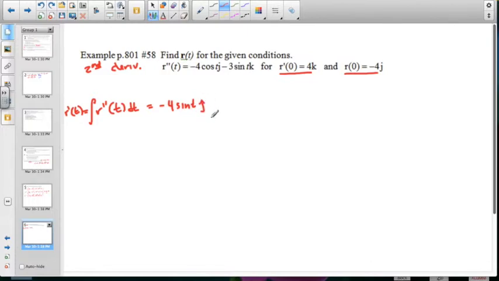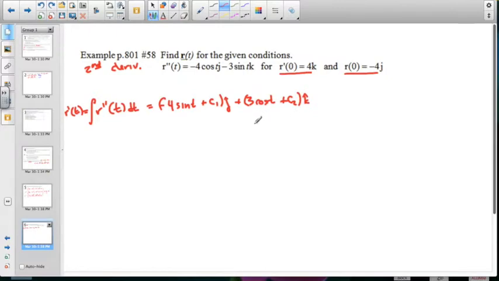And then we also have a constant of integration here. So let me get that in. Plus, we'll call that C1. So there's our j component. Then integrating sine, well, really minus sine, but integrating sine gives us minus cosine, and then times a minus, this ends up being plus 3 cosine t plus another constant of integration in the k direction.